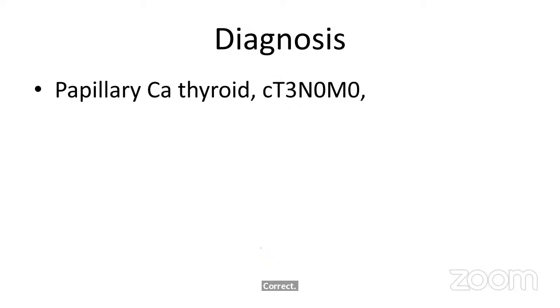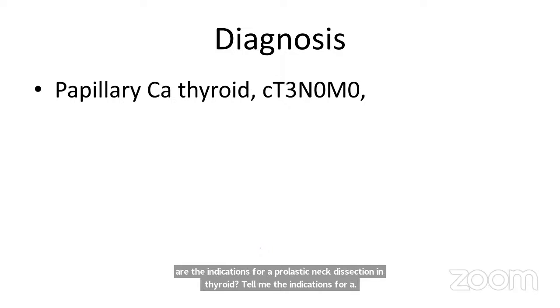And as this is an N0 neck, will you go to explore the level 2 where the nerve is there? Sir, 2A, not 2B, sir. Okay, but that's not necessary. So you have to understand what are the indications for a prophylactic neck dissection in thyroid. Tell me the indications for an elective neck dissection of thyroid.